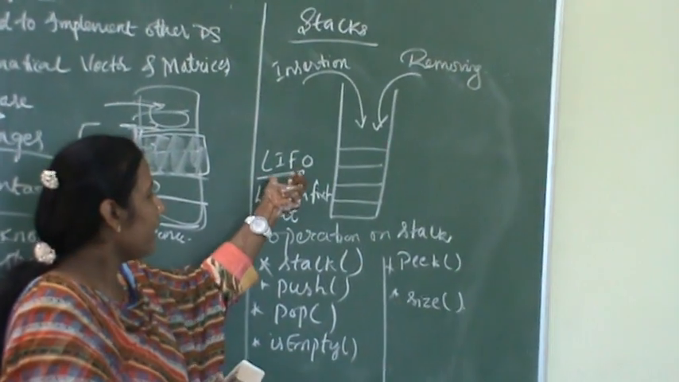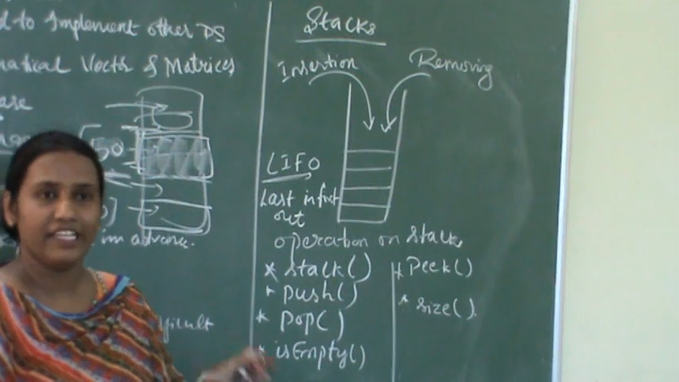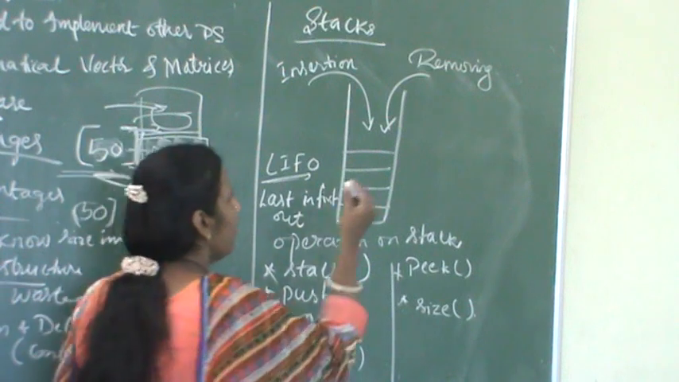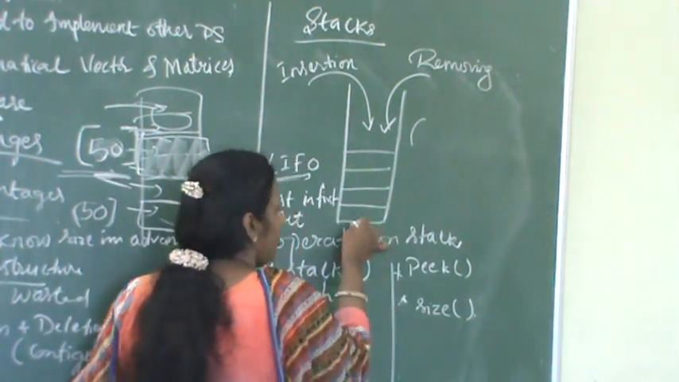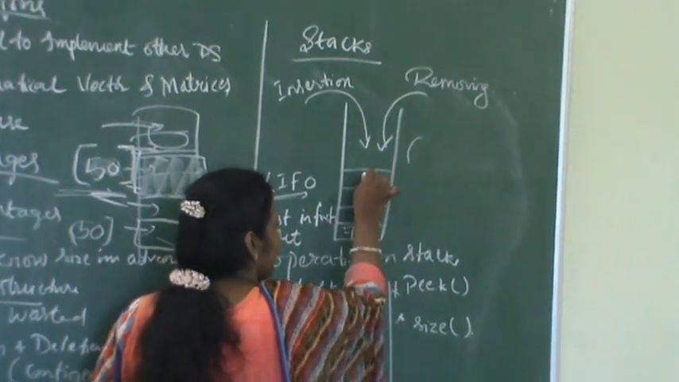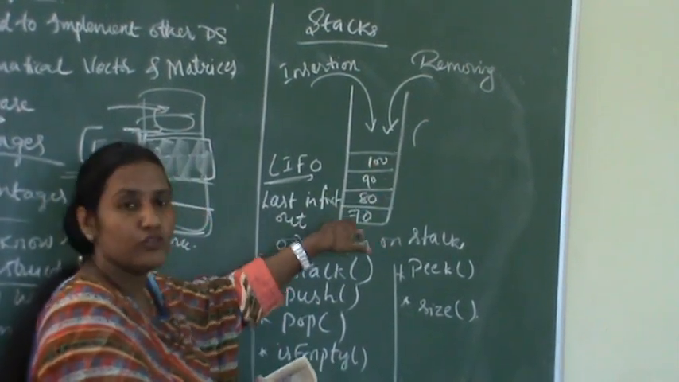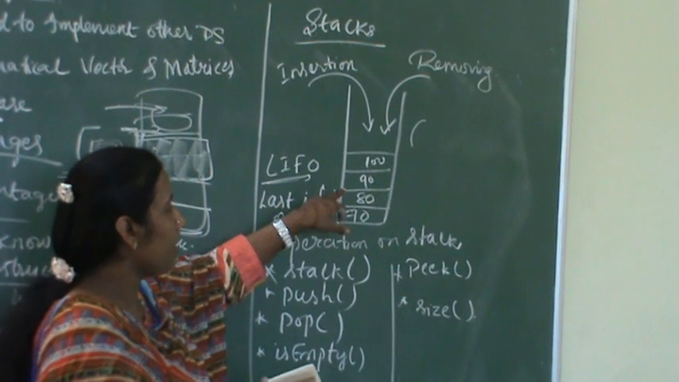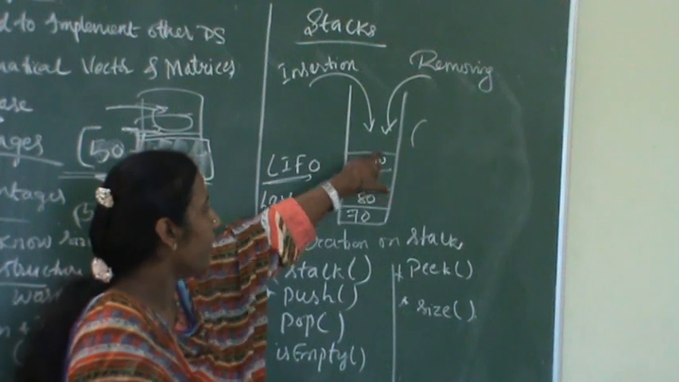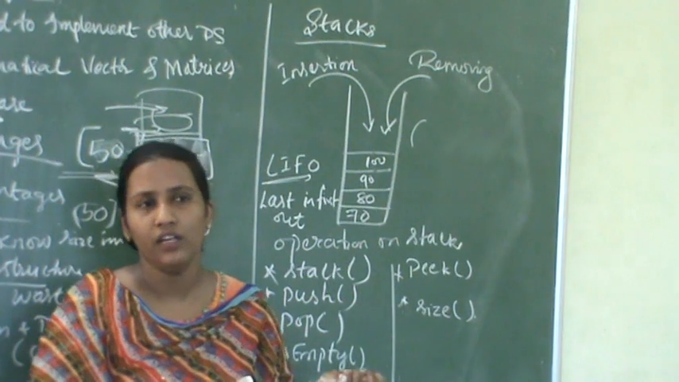It is the data structure which performs the storing of data in a last in first out manner. Last in first out manner means the element which is accommodated last comes out first. Suppose I have inserted these four elements: 70, 80, 90 and 100. If I want to remove an element, which element will come out first? Whichever was inserted last, 100. So 100 will come out first. That is the last in first out element.